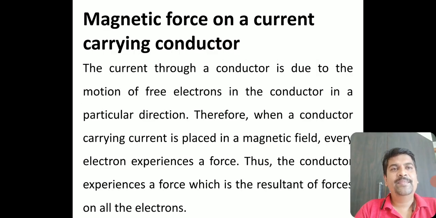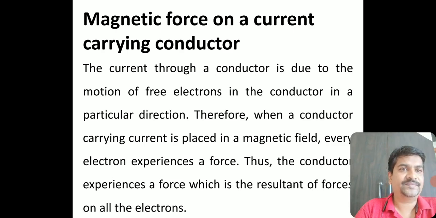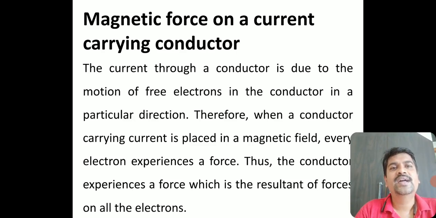Right. Now I am going to find the magnetic force due to a current carrying conductor. A current carrying conductor will also experience a force, because current in the conductor means motion of free charges in the conductor in one particular direction. Therefore, when a conductor carrying current is placed in a magnetic field, every charged particle, every electron will experience a force. Thus the conductor also experiences a force, which is the resultant of the forces due to all the electrons, all the charged particles.